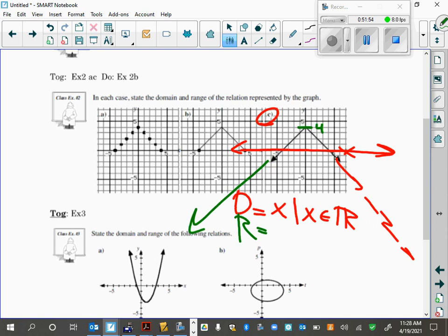Anybody know what we could do for that? We're going to go all the values of y such that. I want a guess for the green part. Very good. Y is less than or equal to 4, where y is an element of all real numbers. Okay, that's what this is. All the numbers, 4 and less, are part of the range.